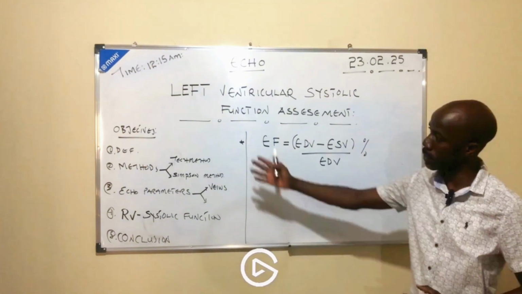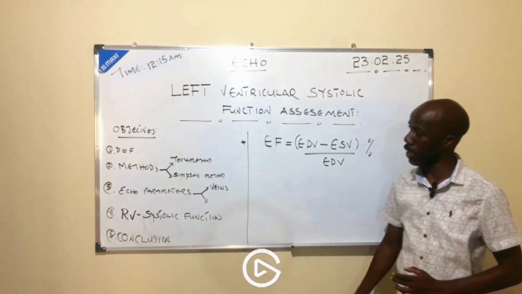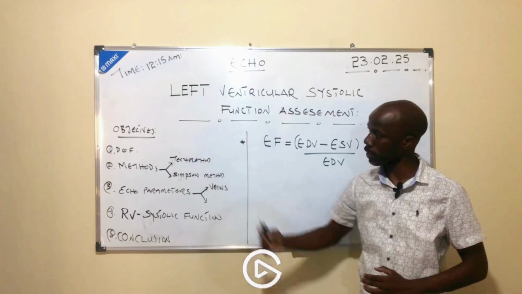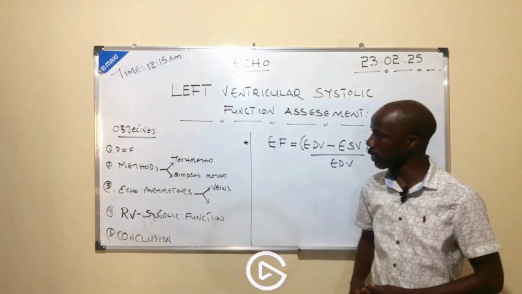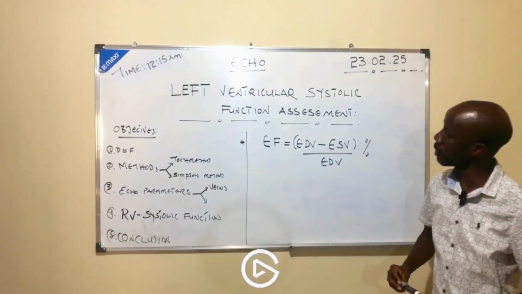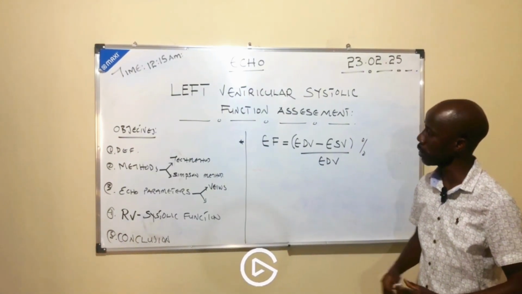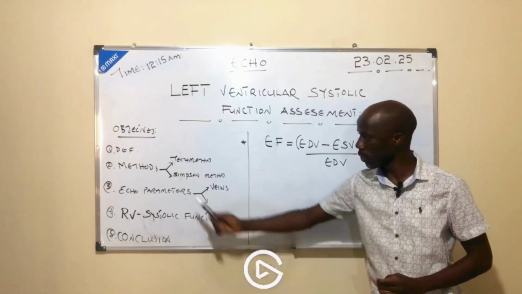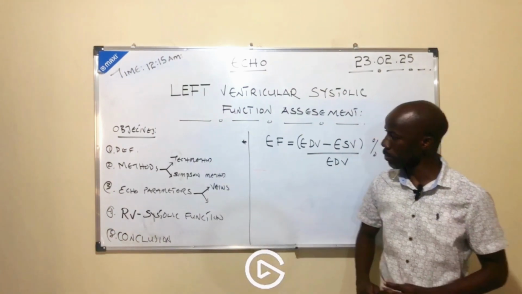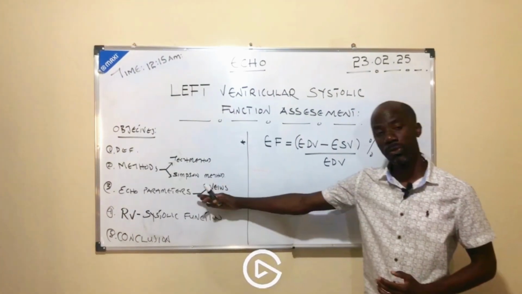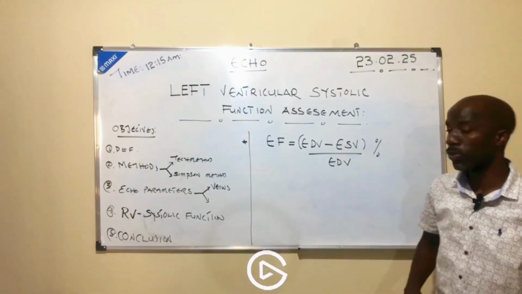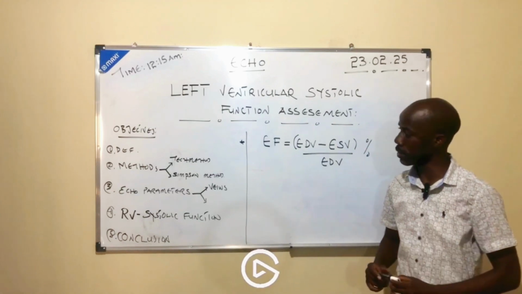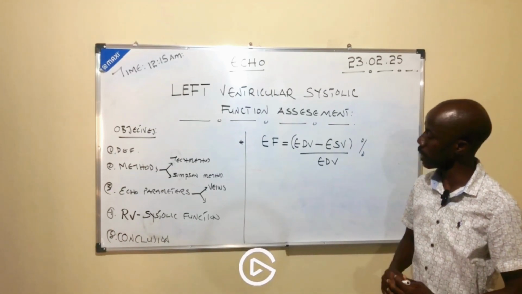And my objectives are very simple. I'm going to define what systolic function is. I'm going to define also what other methods we can look at when assessing this ventricular systolic function. We've got the TEC method. We also have the Simpson method. I'm also going to look at some of the echo parameters and views that we should look at whenever we are looking at this assessment of the left ventricle.